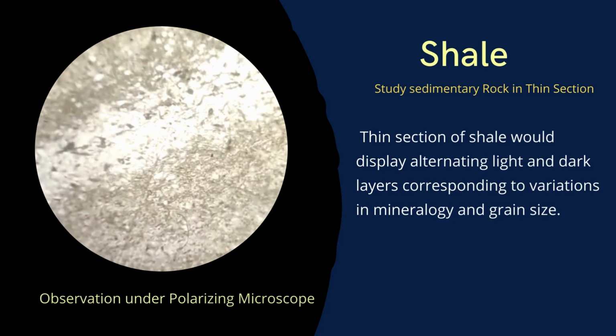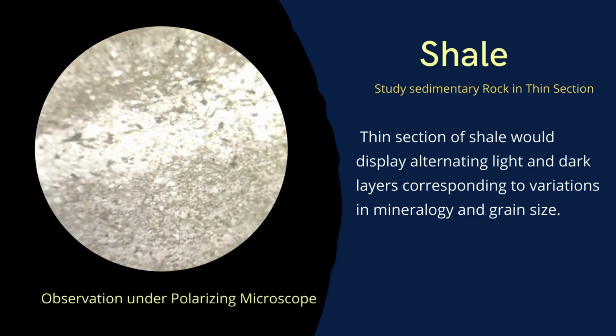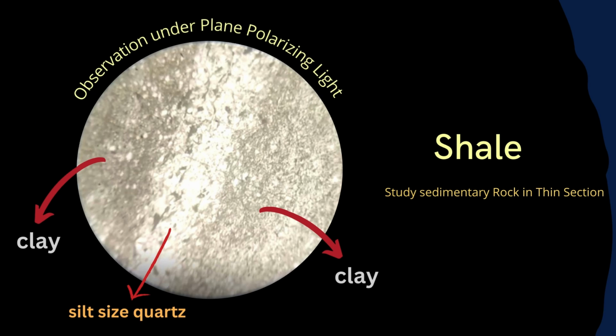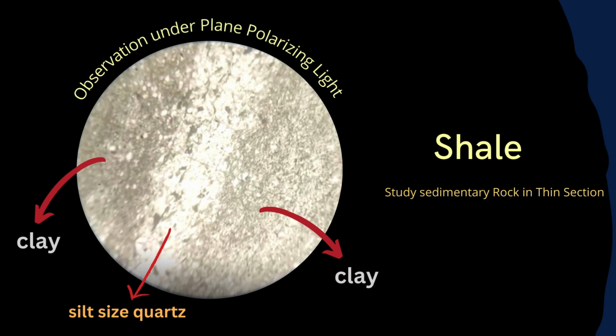A thin section of shale would display alternating light and dark layers corresponding to the variation in mineralogy and grain size. Here you can see there is alternating color, and the middle streak is built of silt-sized quartz and the other sides of this are clay. This is the plane polarized view, and this is the view of shale in thin section under the crossed polars.